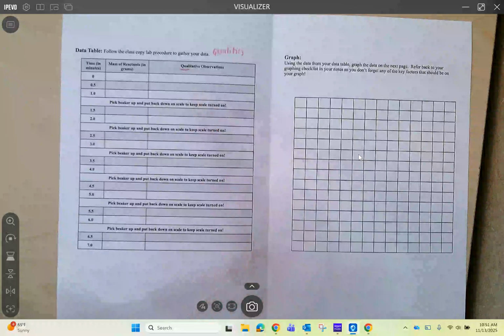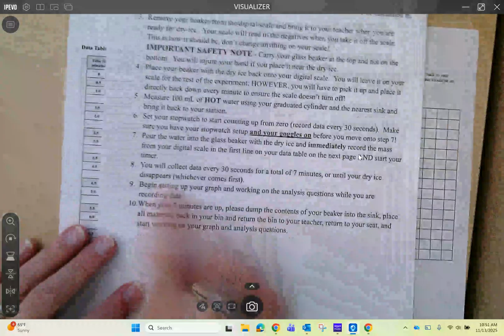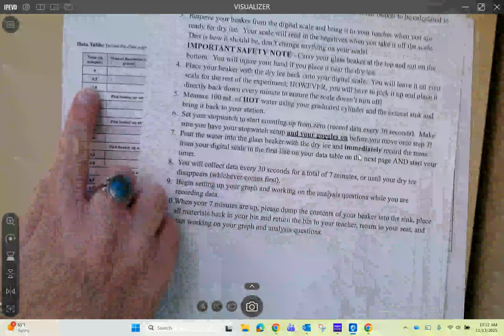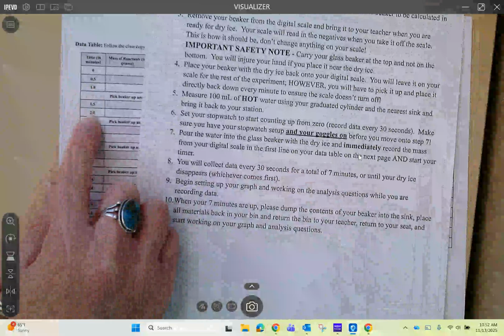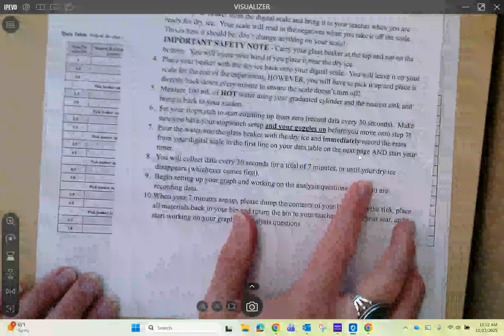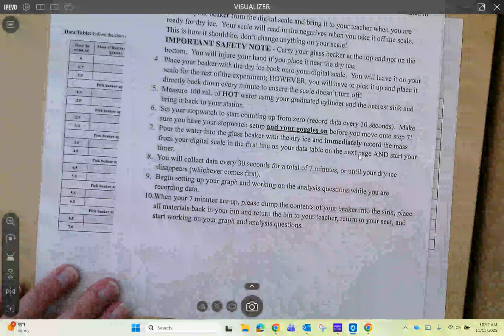Okay, let's go back to my procedure. So we are collecting data again every 30 seconds. In your data table, you'll see it set up as a half minute, a minute, 1.5 minutes, 2 minutes. That's every 30 seconds for a total of 7 minutes or until your dry ice runs out. Some of you might have your dry ice disappear before that 7 minutes is up. If your dry ice disappears completely, you are done, and you can start moving into your step 9.